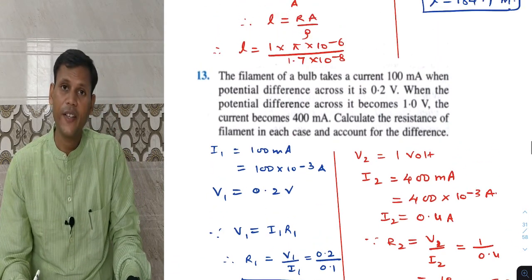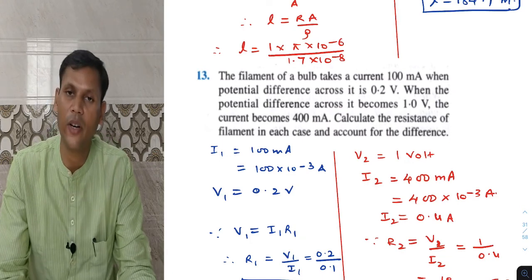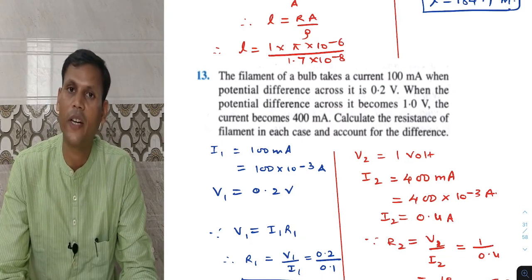So we finish A part, numericals of part A of current electricity.